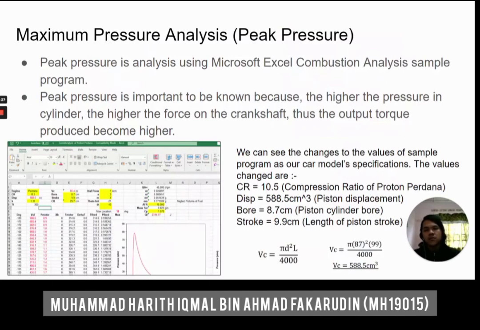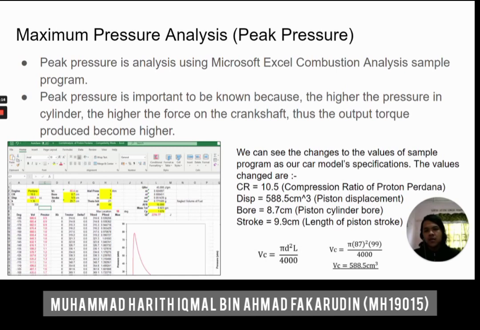I will continue with the maximum pressure analysis, which is the peak pressure. The peak pressure that we find is using the Microsoft Excel combustion analysis sample program. Peak pressure is important to be known because the higher the pressure in the cylinder, the higher the force on the crankshaft, thus the output torque produced becomes higher.